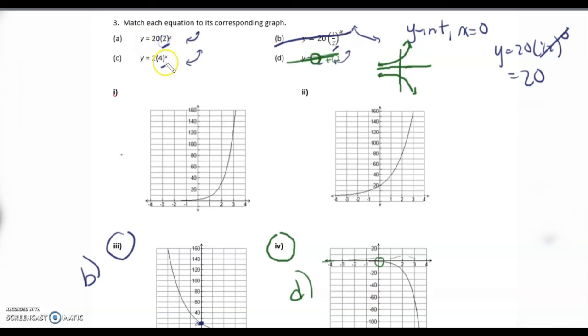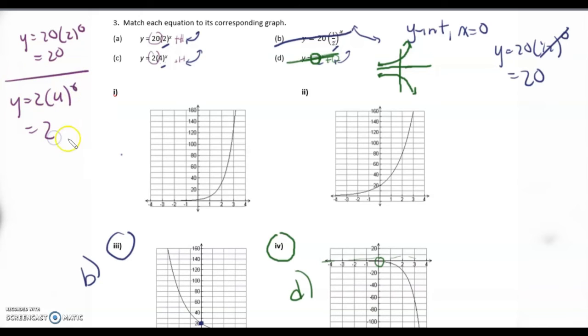Now we have a base of 2 and a base of 4. As long as we don't have a shift up by a number, this is going to be our y-intercept. For example, y equals 2 times 2 to the 0, we're going to get 2 to the 0, which is 2, versus y equals 2 times 4 to the 0, we're going to get 2. So we can actually do A and C just based on y-intercepts. We have a number very close to this horizontal asymptote versus 20. This is a very clear 20. So I'm going to say that this is A and then this is C.